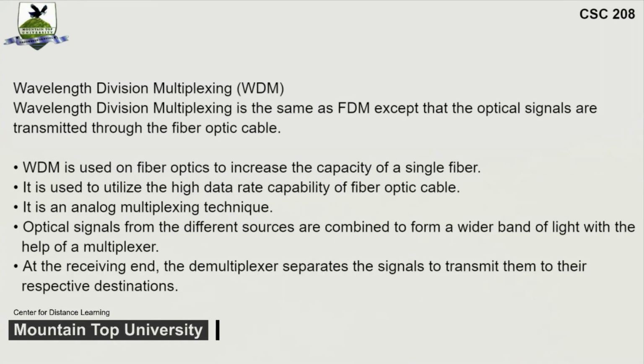Wavelength division multiplexing, WDM. Wavelength division multiplexing is the same as FDM except that the optical signals are transmitted through the fiber optic cable. WDM is used on fiber optics to increase the capacity of a single fiber. It is used to utilize the high data rate capability of fiber optic cable. It is an analog multiplexing technique. Optical signals from the different sources are combined to form a wider band of light with the help of a multiplexer. At the receiving end, the demultiplexer separates the signals to transmit them to their respective destinations.